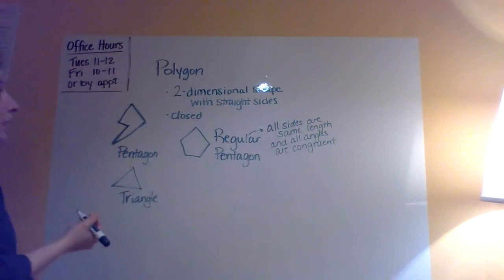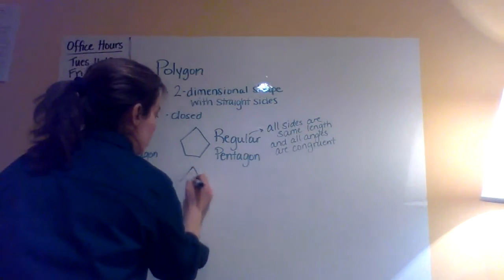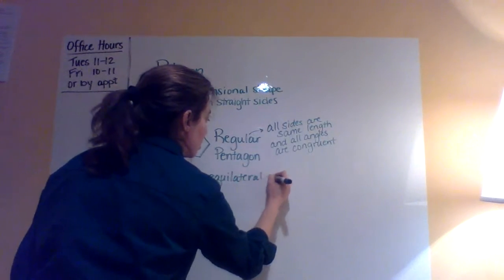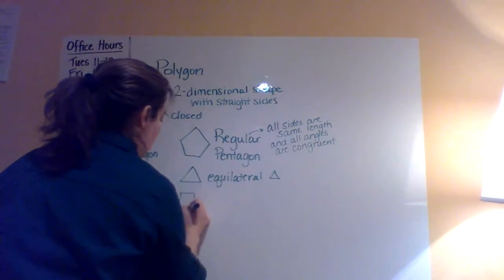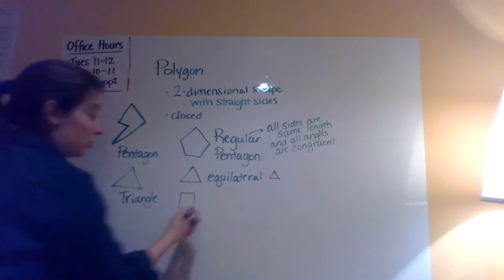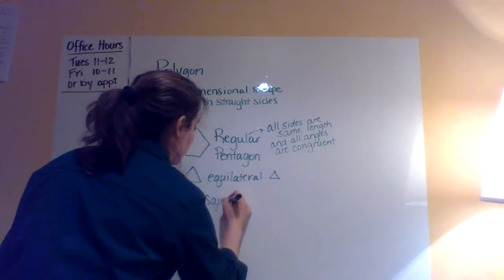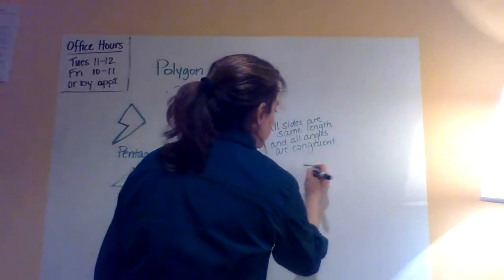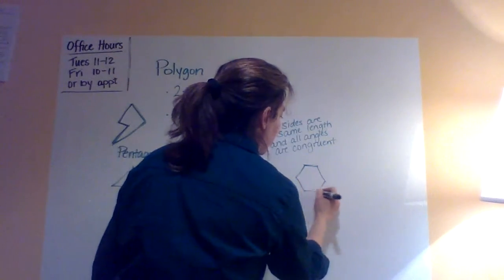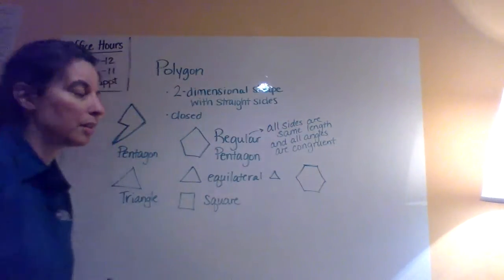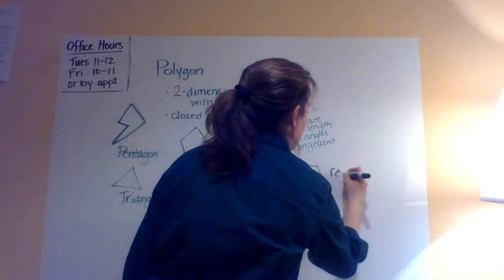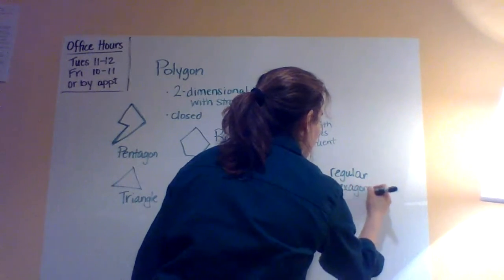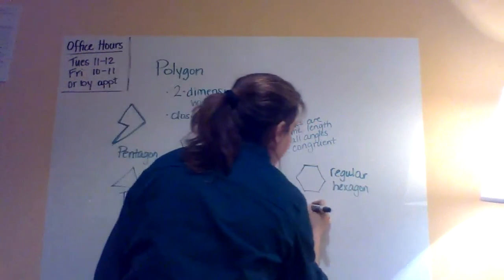Okay, so regular polygons would be an equilateral triangle, a regular quadrilateral would be a square, right? All the sides are the same. We have a regular pentagon for 5 sides. A regular hexagon looks like this. Again, any 6-sided shape that's closed with straight sides would be a hexagon, but this is what a regular hexagon looks like.